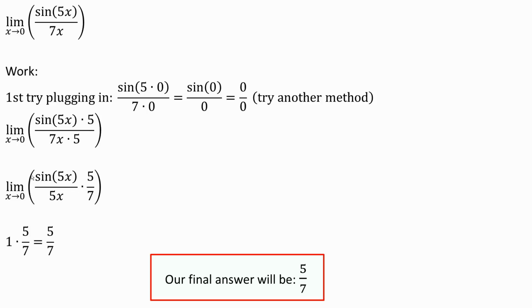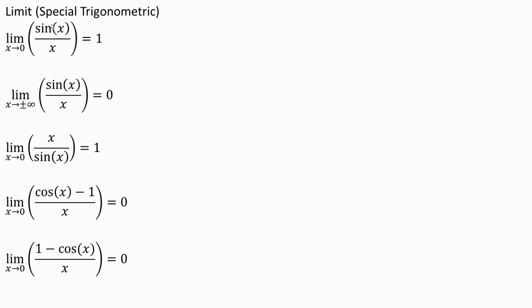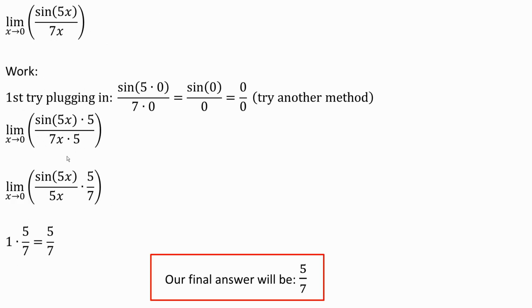And so this piece right here, we should know what it equals. If you remember, sine x divided by x for limit as x approaches 0 is 1. And so that would mean this piece right here would be 1 times 5 over 7. And so our final answer would be 5 over 7. And that's all we need to do for this type of problem.